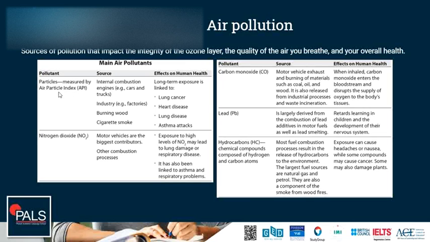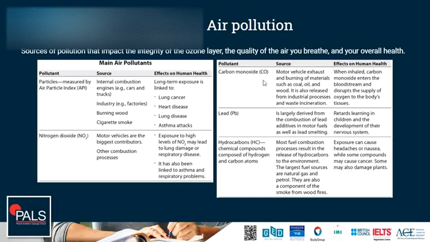Particles in general come from internal combustion engines and cars, industry, factories, burning wood, and cigarette smoke. They can cause lung cancer, heart disease, lung disease, or asthma attacks. Nitrogen dioxide comes from combustion engines as well, and other combustion processes. Exposure to high levels of this gas may lead to lung damage and respiratory disease, and it's also linked to asthma and respiratory problems, as well as acid rain.